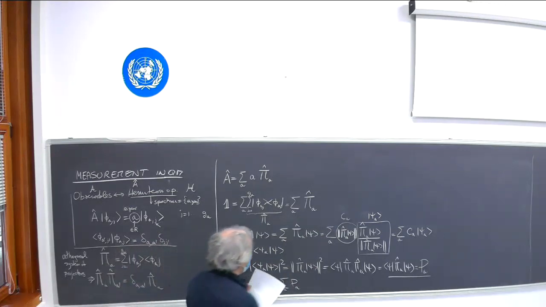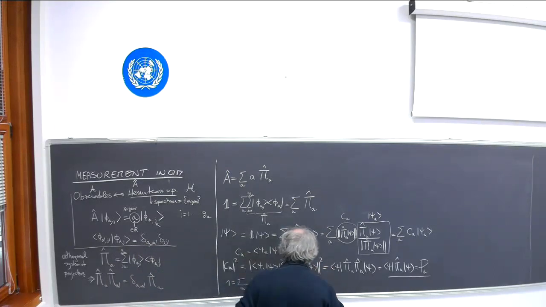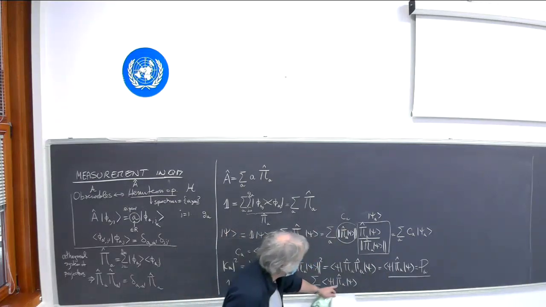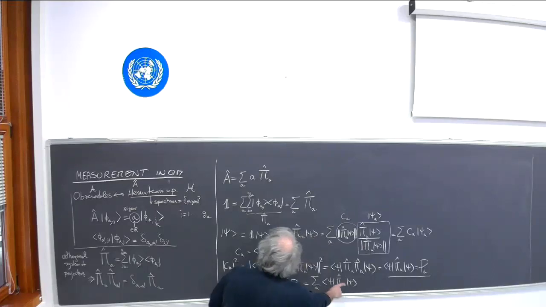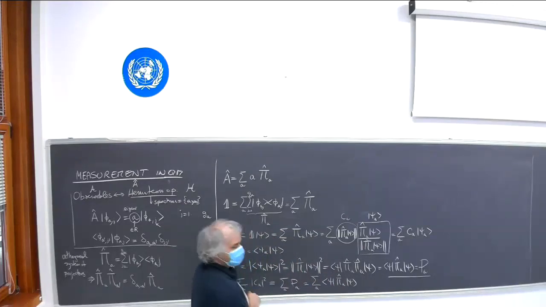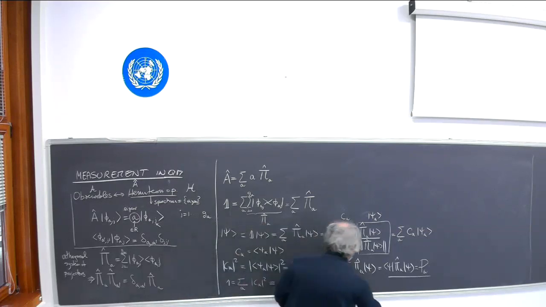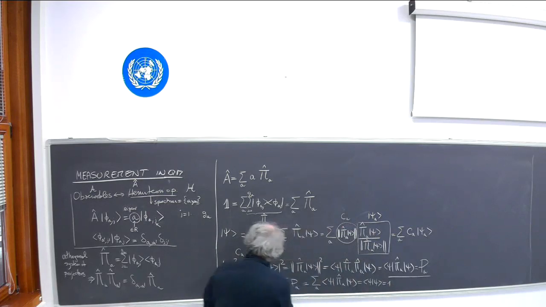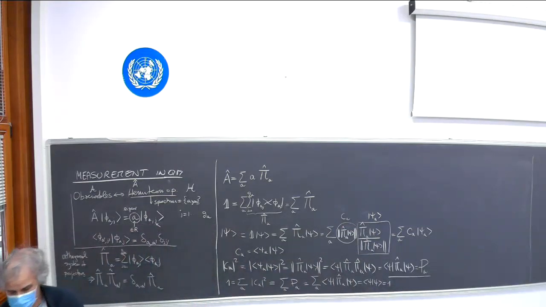You can also look at this object to show that it's really 1. Look at this expression. It's the sum over A of psi pi_A psi, right? According to my definition, the probability is the expectation value of the projector. But the sum over A of the projector is the identity. So you realize that this is nothing but the norm of psi, which by definition is 1. So we have indeed verified that the sum of these squared coefficients is 1.